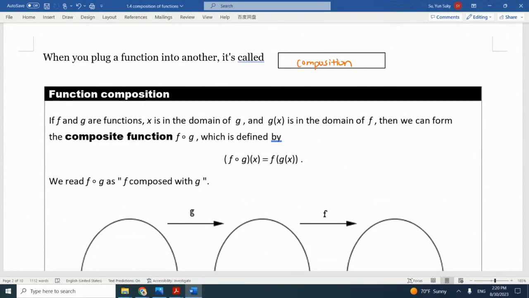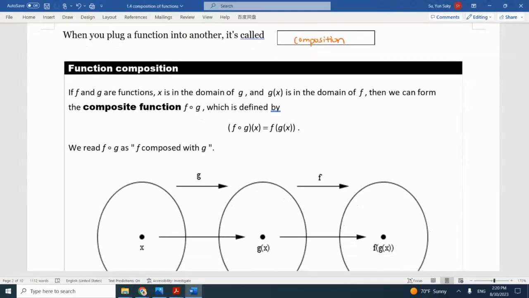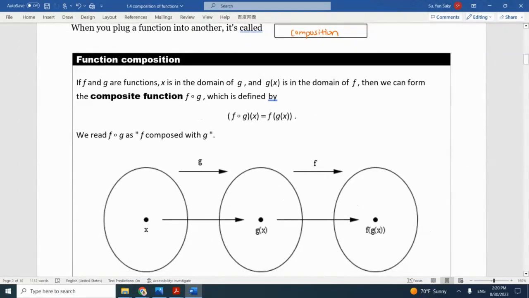Okay, you plug in another function. So this is the formal definition. F and G are functions. X is in the domain of G, and G of X is in the domain of F. Then we can form the composite function F composite with G. So the composite is really like a circle, right?